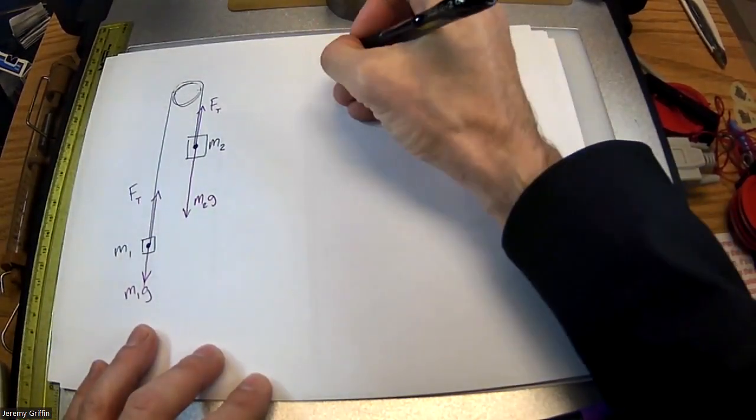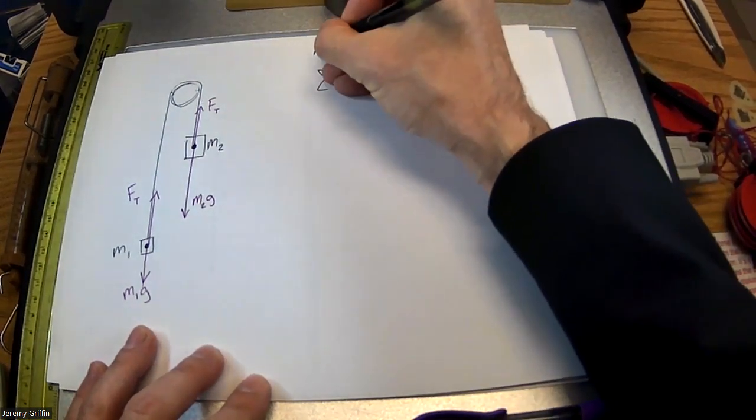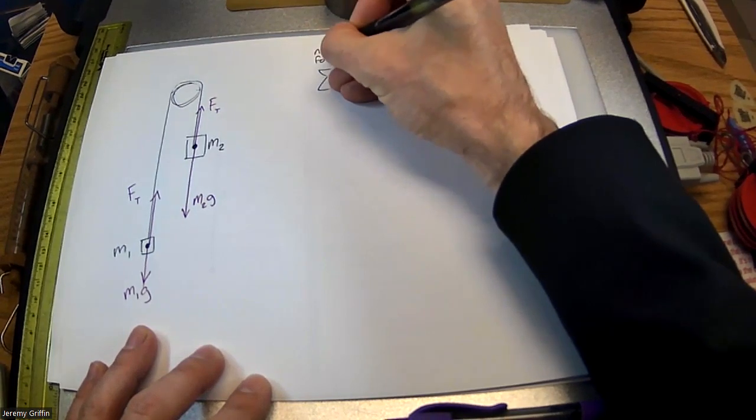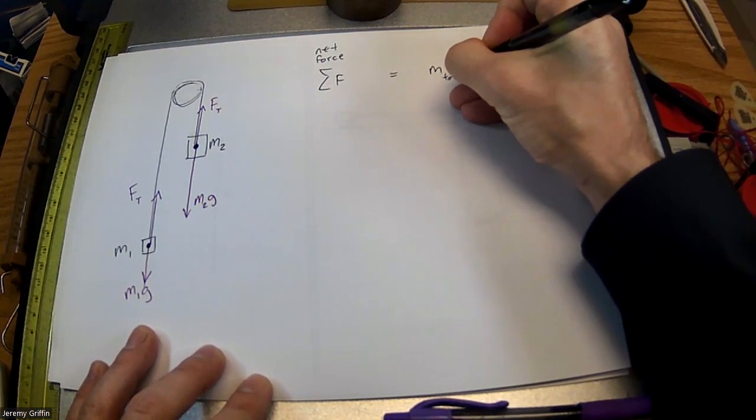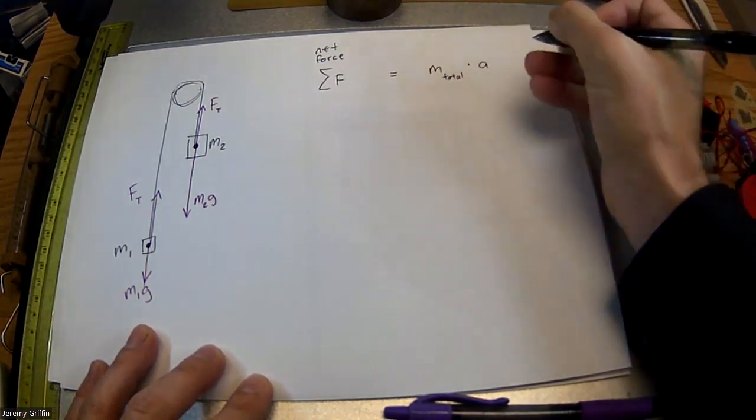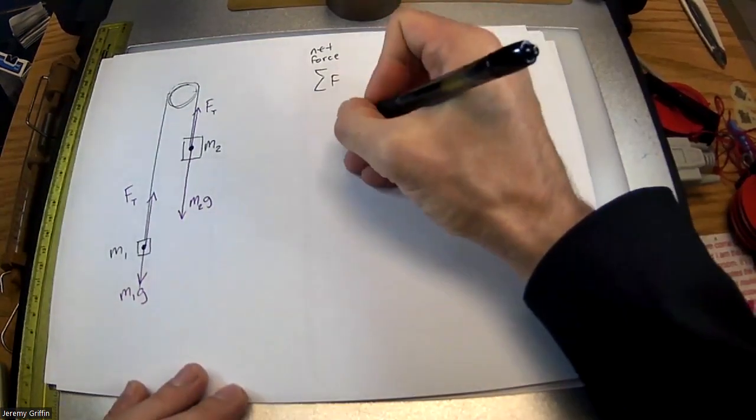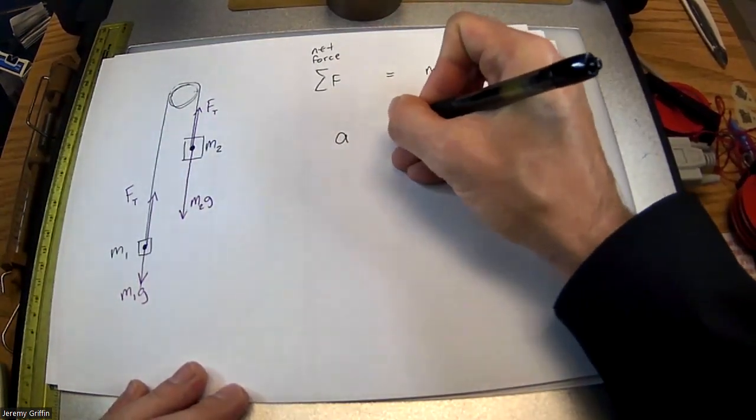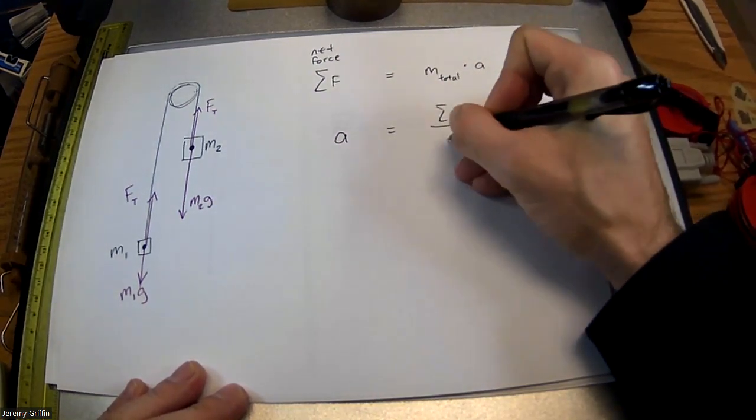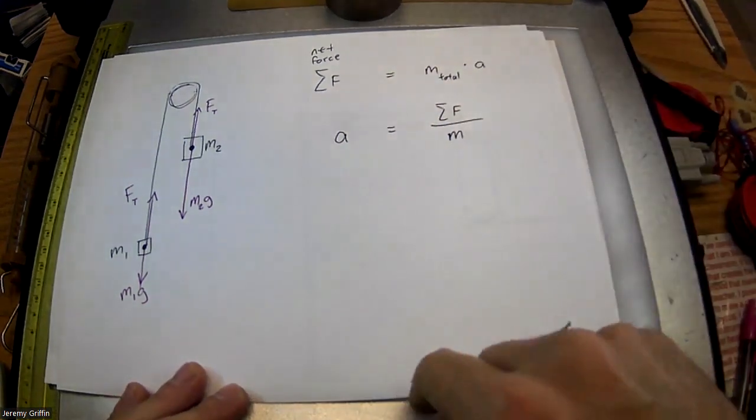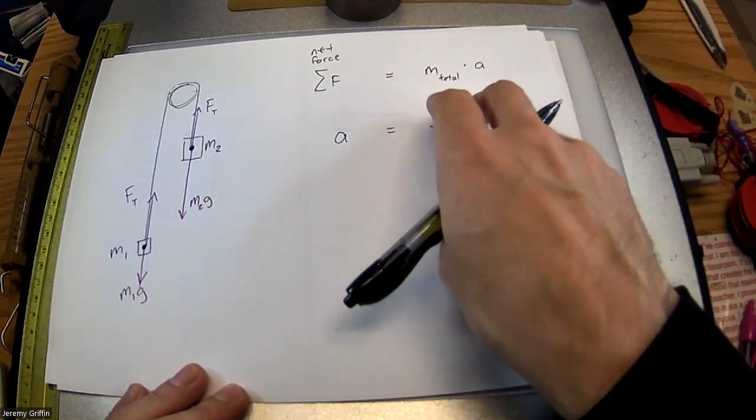Okay, so I'm going to say net force. That's the sum of forces, is the net force, right? Net force is equal to M total times acceleration of the system. So F equals ma, or if you like, actually, I prefer Newton's second law of motion written this way. The acceleration of the system is caused by a net force acting on a total mass, right? That's sigma F, the sum of forces, over the sum of masses.